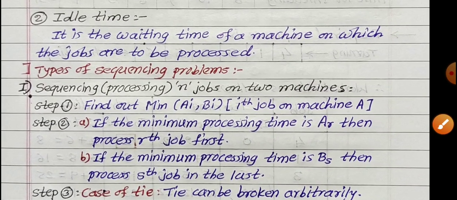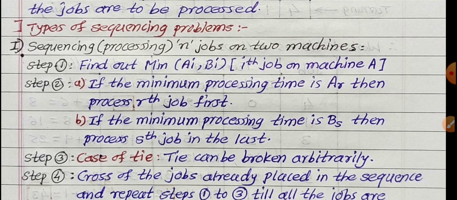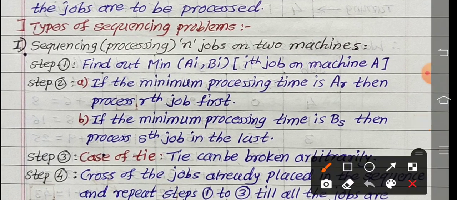Next, types of sequencing problems. The first one is processing n jobs on two machines. N jobs means the number of jobs on two machines. Two machines are available but the number of jobs is many. Now the steps are given for this first type. First step, find the minimum of Ai and Bi. Ai means the ith job on machine A, Bi means the ith job on machine B, and i is nothing but the number.